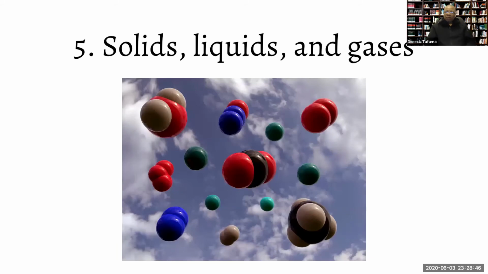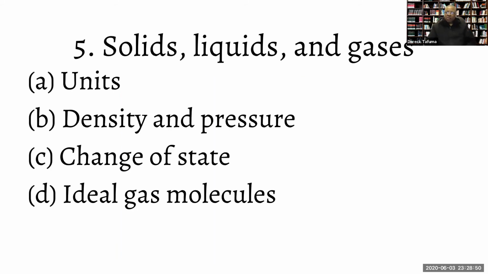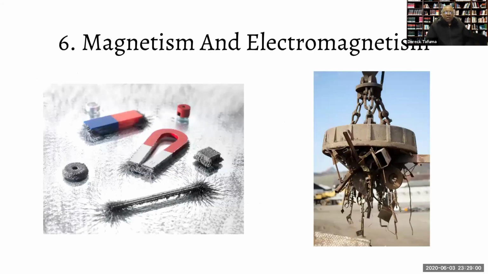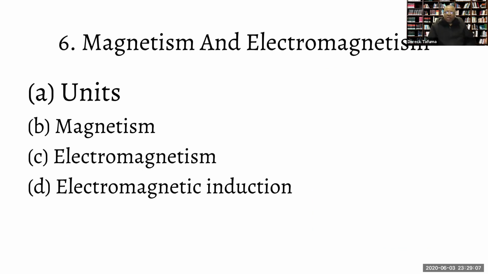And part 5, solids, liquids, and gases. Under solids, liquids, and gases, we look at units, density and pressure, change of state, and the ideal gas molecules. Number 6 is magnetism and electromagnetism. Again, we look at units, and then magnetism itself, electromagnetism, what it is, and electromagnetic induction. That's the fourth thing under 6.